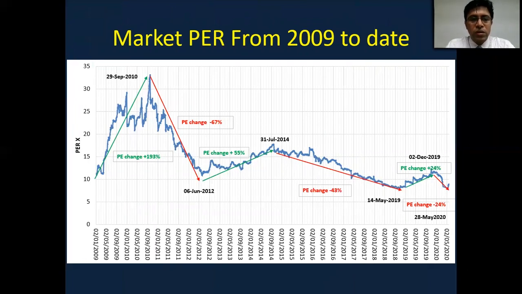This chart shows the market PE ratios since 2009 up to now. A reasonable market PE could possibly be in the range of 12 to 15 times. Therefore, this gives a good indication to identify whether a market is overvalued or undervalued. As you may have noticed, currently the market PE has gone well below 10 times, making it extremely undervalued.